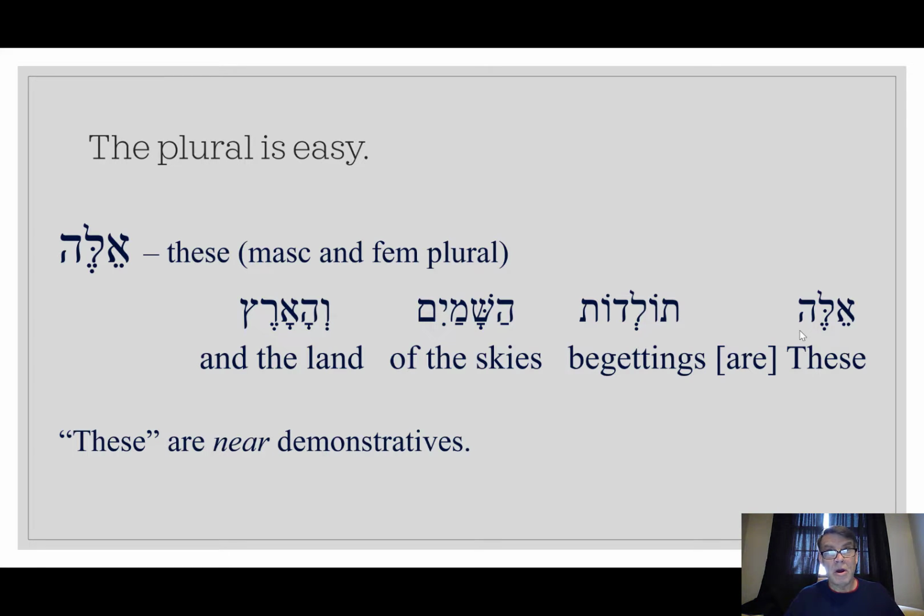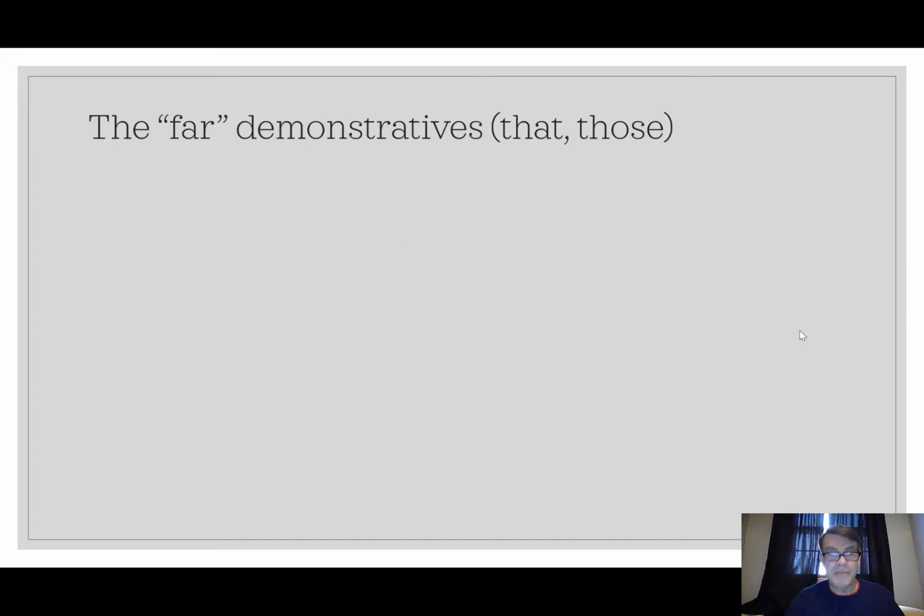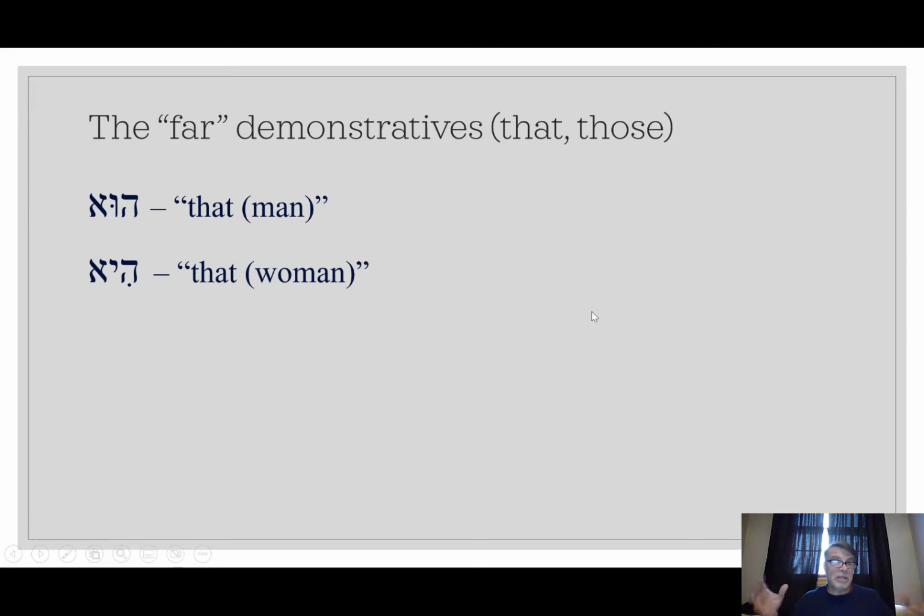Now, you might say, are there far demonstratives for that and those? There are, but they're very easy because you already know them. So hu is he and hi is she. Now, when it stands all by itself, hu means he as a pronoun, and hi means she as a pronoun. But what if it's attached to a noun? What if it's describing a noun? Then it functions as the demonstrative. That man, or that something masculine, or that woman, or that something feminine. When it's attached, when it's telling you about a noun, then it becomes the far demonstrative, and it means that.